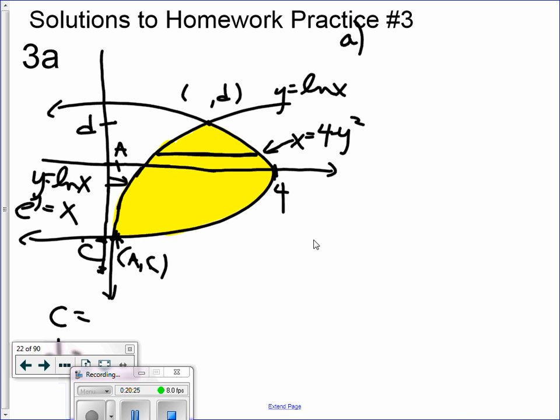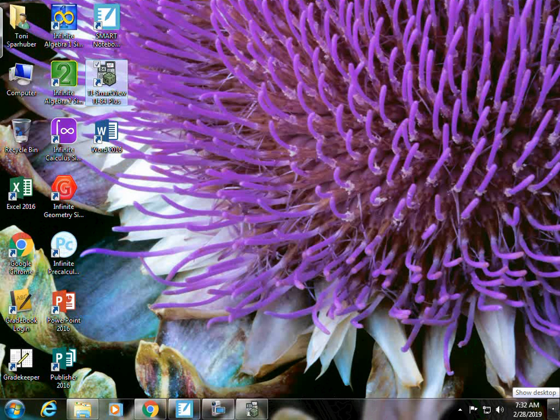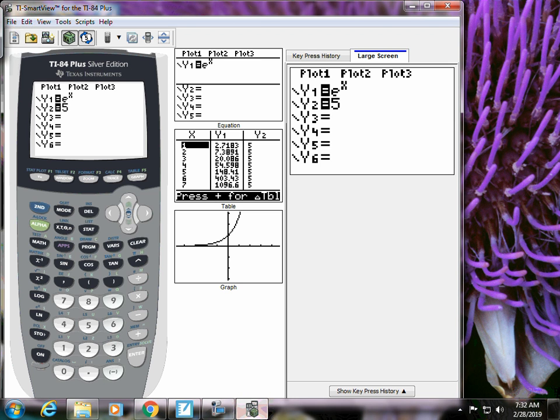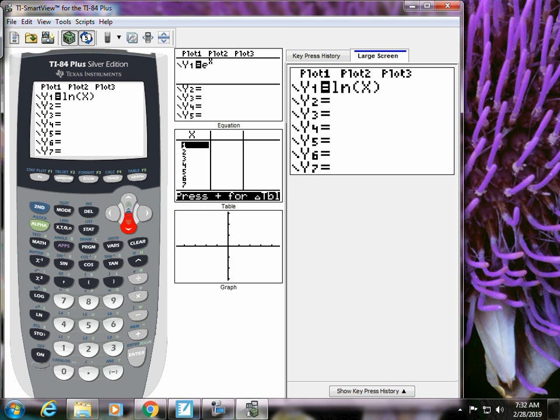So go to your calculators, and we have to graph these. Now, you have to know how to graph x equals 4 minus y squared. You have to be able to solve for y. One of them was just the ln of x. And the other one, if you solve for y, what do you get? You get plus or minus the square root of 4 minus x.